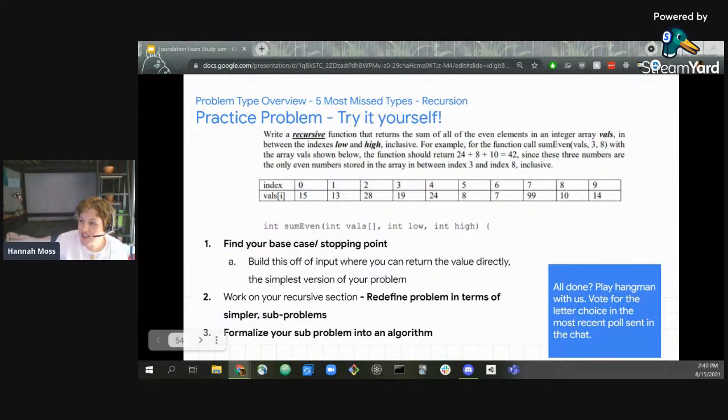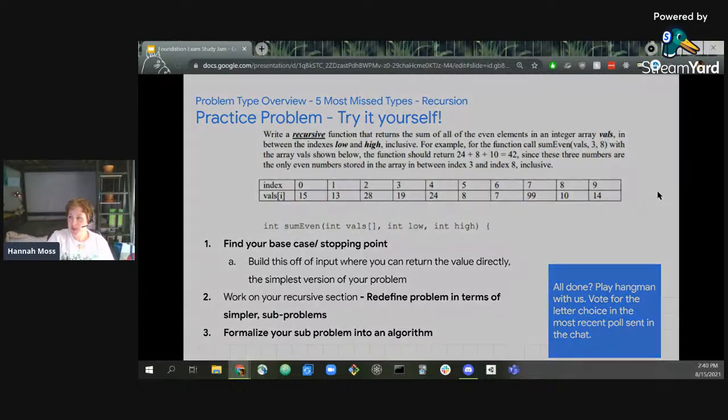So it looks like our solving time is up, so we'll have to hopefully save our hangman in the last 5 most commonly missed types. So let's go over the solution to this problem.